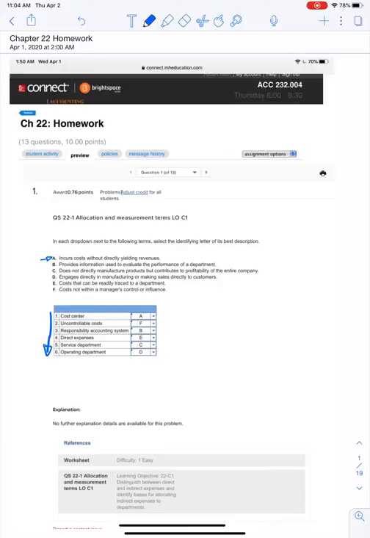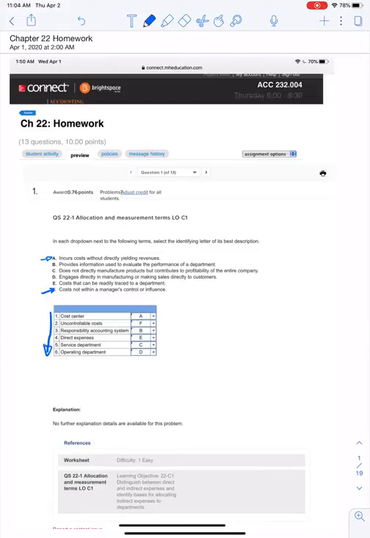Now the next one here is an uncontrollable cost, and it's pretty much exactly what it sounds like, and it's costs that are not within a manager's control or influence. And you say, well, why does this matter? Shouldn't we evaluate a manager based on all costs incurred in their department? And the answer is maybe not.